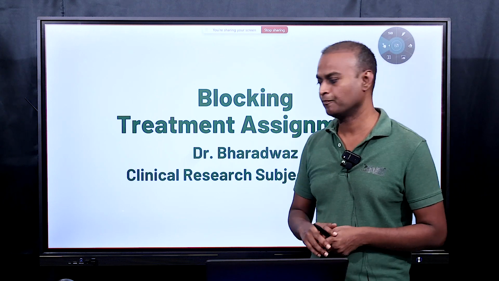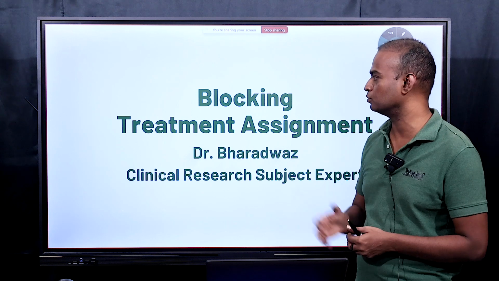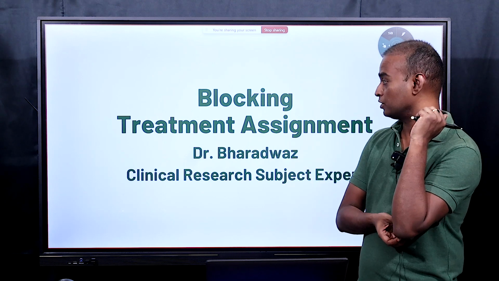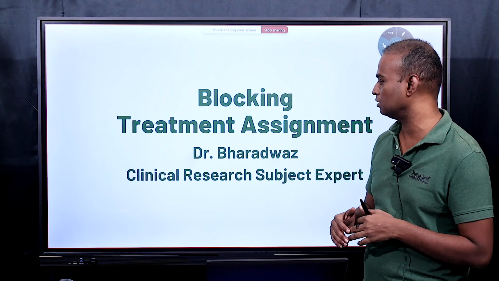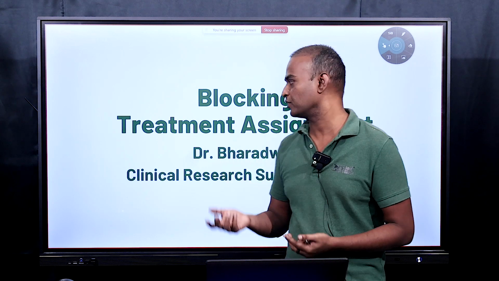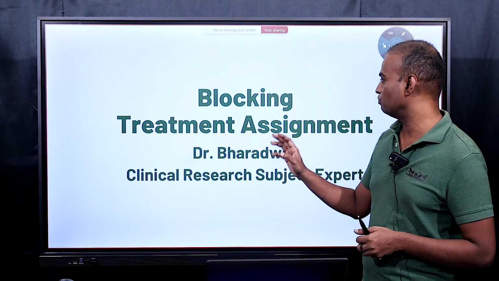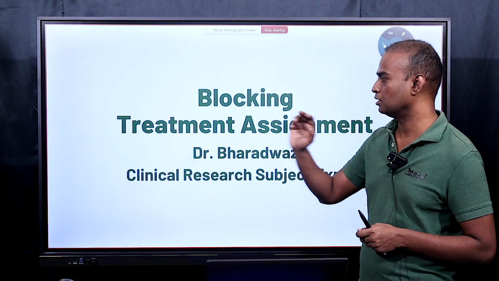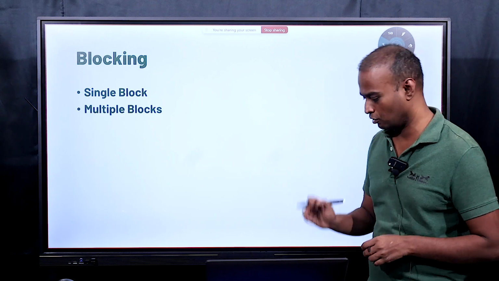So enrollment is simple. When the investigator is given a choice to select the treatment group, that becomes enrollment. When the investigator is given a choice, that is enrollment. When it is due to chance or it is assigned by the system, then it is called randomization. So yeah, blocking is possible for both types of treatment assignment, that is randomization and enrollment. Now we will look at what blocking is.